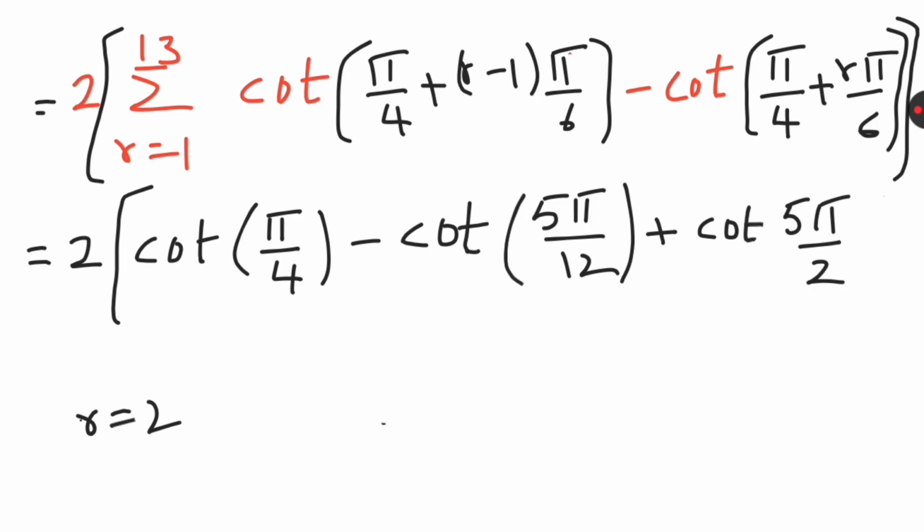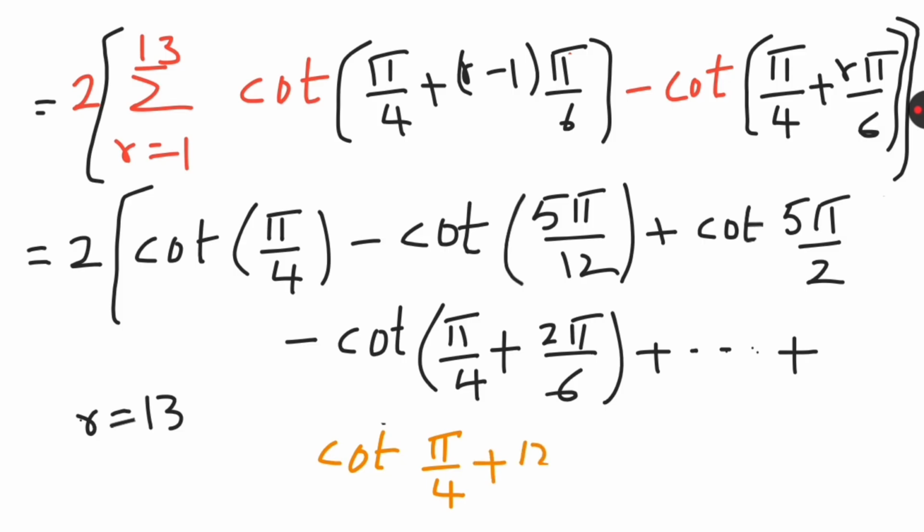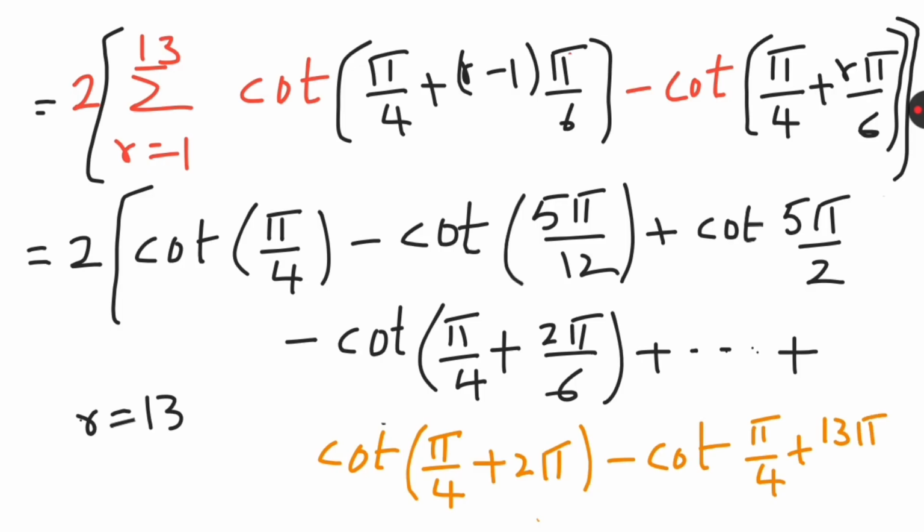Now we have minus cot of pi over 4 plus, taking r as 2, that is 2 pi over 6, and so on, up to the last term, which is r equal to 13. Cot of pi over 4 plus (13 minus 1), which is 12 pi by 6. If we cancel, we get pi over 4 plus 2 pi. Minus cot of pi over 4 plus 13 pi over 6.